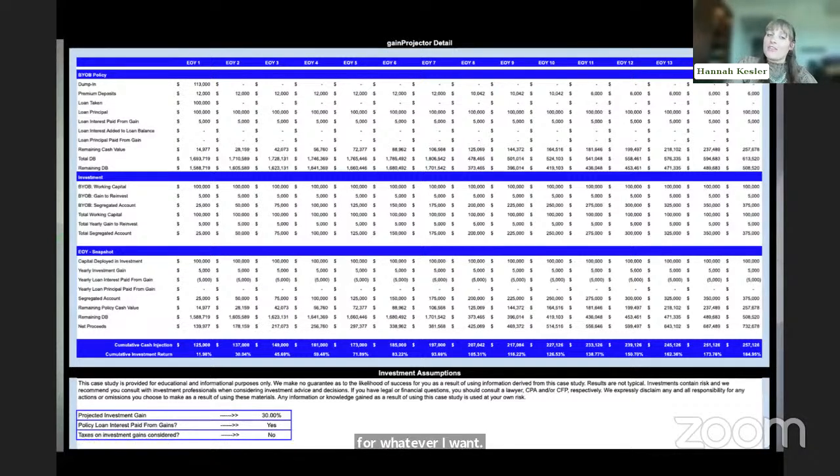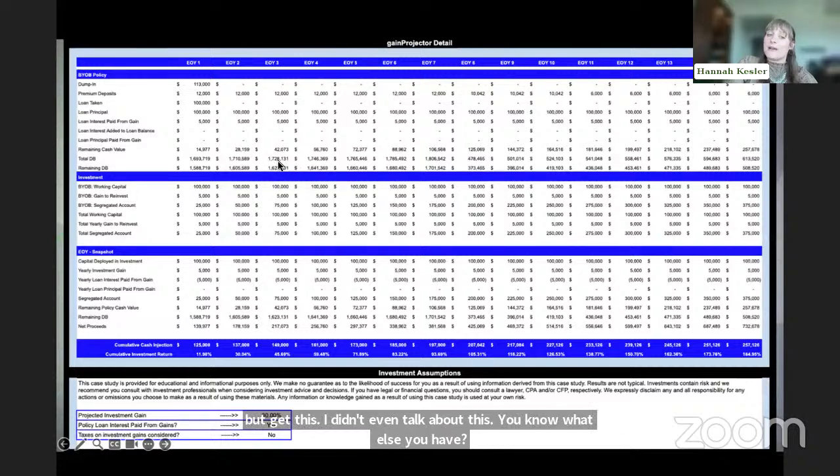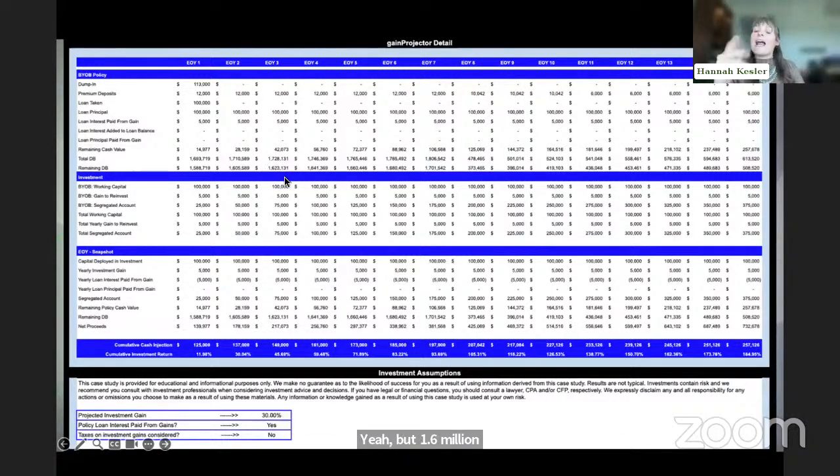Oh, but get this. Y'all, I didn't even talk about this. You know what else you have? You have a $1.6 million death benefit. God forbid that I go out and get hit by a bus in that third year. You know what my family receives? 1.6 million of tax-free lump sum money that gets paid out to them. But I digress. We're not even going to talk about that.